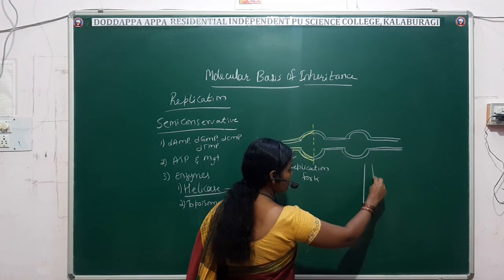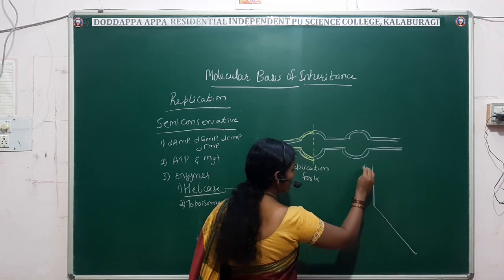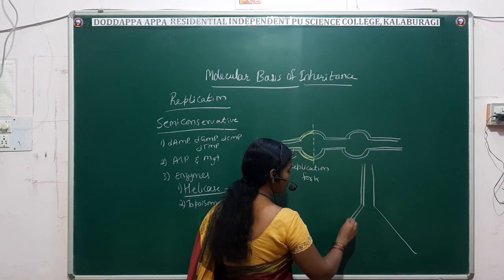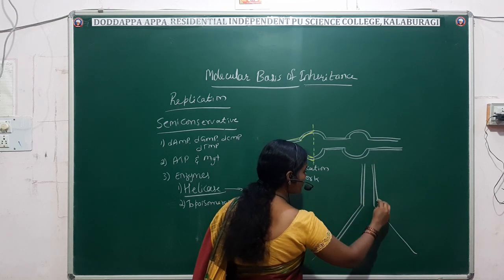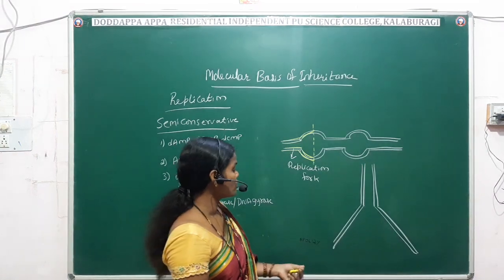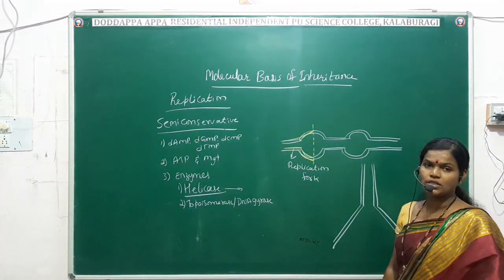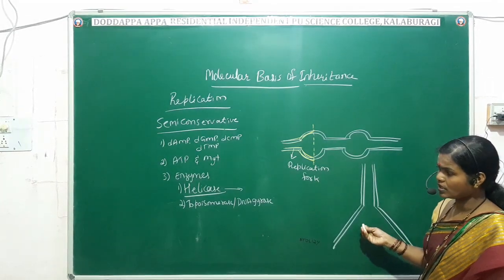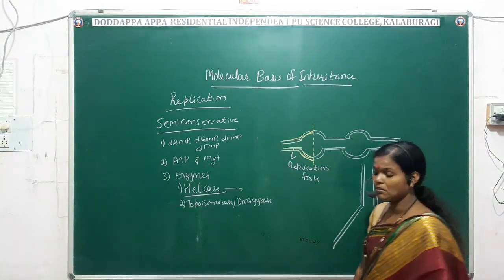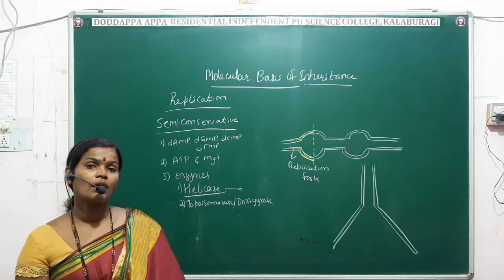You can see the two strands like this. Already I have drawn in yesterday's class. Once again, I am repeating for you in today's class. So here, it is a Y-shaped replication fork, we will see. This is that. Then, the third enzyme, that is DNA polymerase 1, we will say.